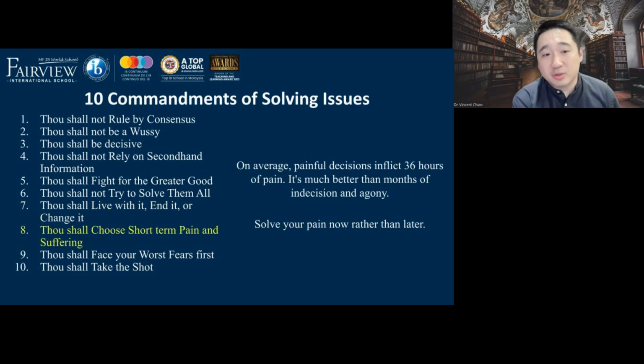Next, thou shalt choose short-term pain and suffering. On average, people have studied this and they said, look, painful decisions inflict 36 hours of pain, but it's way better than months of indecision and agony. Solve it now rather than later.